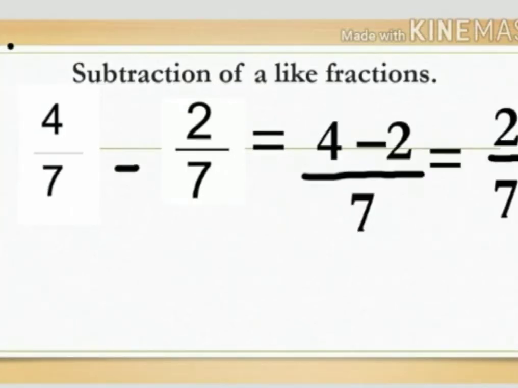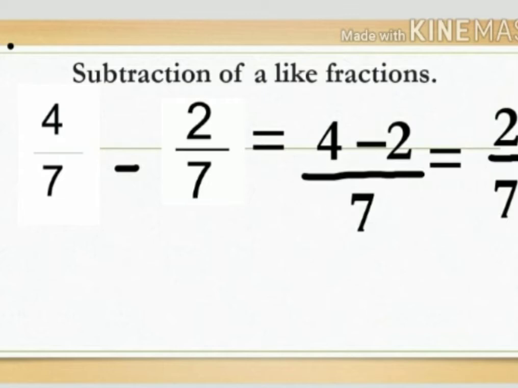What do we follow? As in the addition of like fractions, we write down the denominator as it is and we perform the subtraction among numerators. So the first fraction has numerator 4 and the second fraction has numerator 2. We will do 4 minus 2 and this will be 2 by 7. So this is the method, and to understand it better we will use a picture.